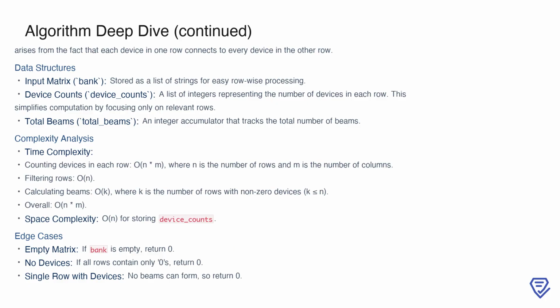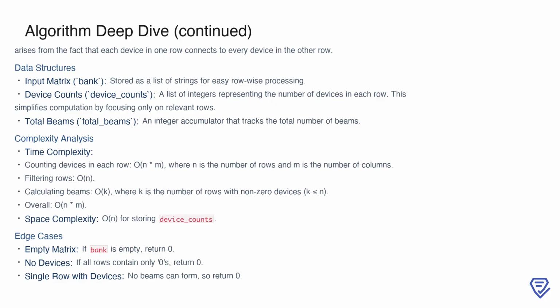Analyzing the algorithm's complexity, the time complexity is primarily determined by counting the devices in each row, which takes O(n*m) time, where n is the number of rows and m is the number of columns. Filtering rows takes O(n), and calculating beams for consecutive rows takes O(k), where k is the number of non-zero rows. Thus, the overall time complexity is O(n*m). The space complexity is O(n), as we store the device_counts list.